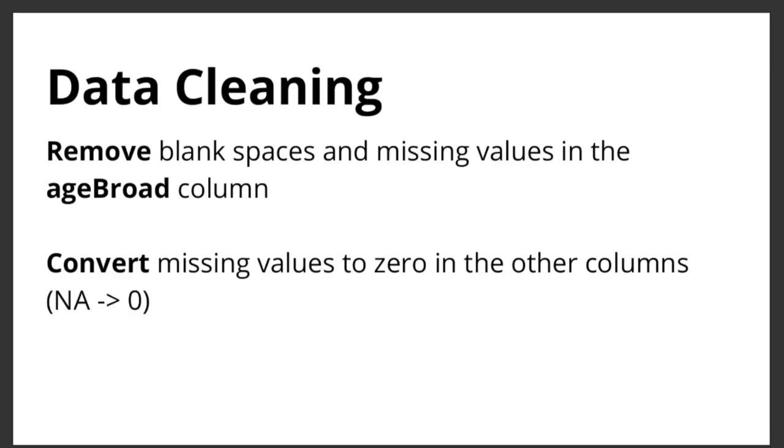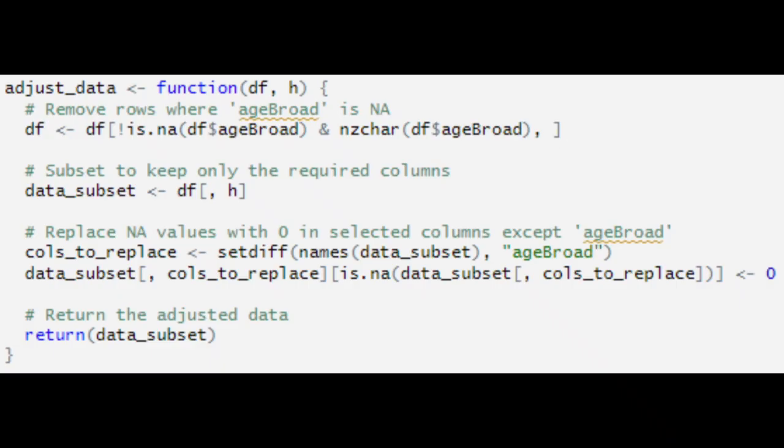A cleaning step was required, since there were cells in the data without information. We performed two methods. The blank spaces or missing values in the hBroad column were removed and the NAs in the other columns were changed to the number 0.